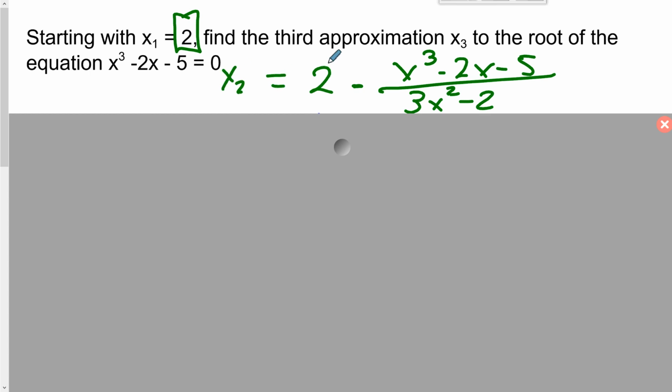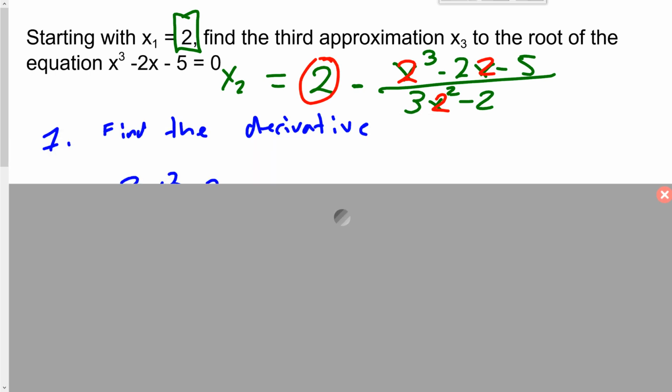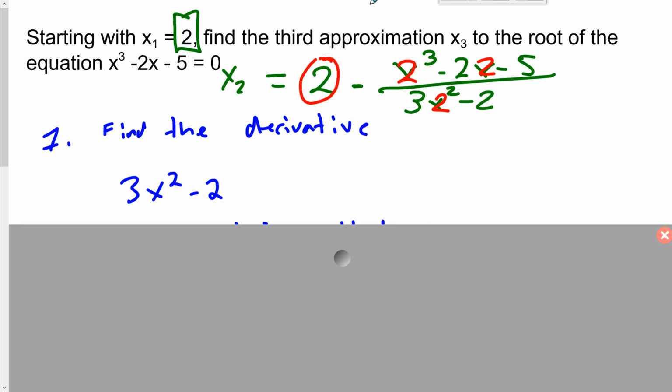So what I'm going to do is take this 2 and plug it in for all my x's. And then I'm going to go ahead and evaluate this, and that's going to give me my next x. And a lot of times on your calculator you can just keep this in there, and all I have to do once I find my answer for the next x is come back in here and plug that next x in here, and here, and here, and in here, and find the third one, and keep on going until it wants me to find however many, or to a certain decimal place. This one just wants me to find the third one.